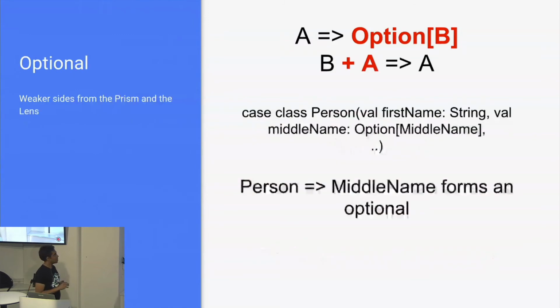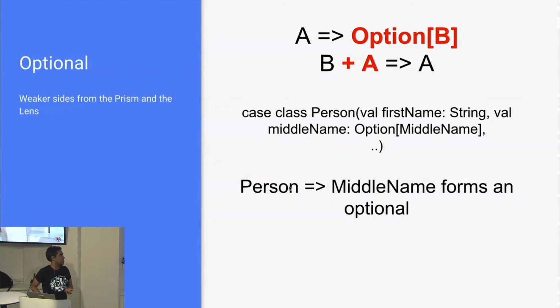And the third, or 4th type, is the optional. The optional optic takes the weaker getter from the prism and the weaker setter from the lens. So given an A, you might get a B, but to get an A, you need a B plus an A. An example of this would be, say you had a case class, and that case class has a bunch of attributes. One of those attributes is an optional attribute called middle name.